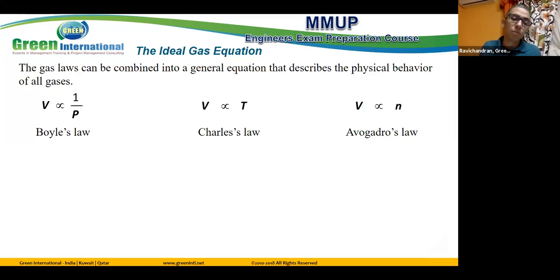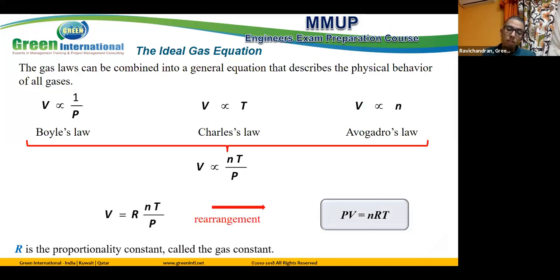So we have V inversely proportional with pressure, Boyle's law. We have V directly proportional with T, Charles's law. V with n, Avogadro's law. And from this package, we can get PV equals nRT.